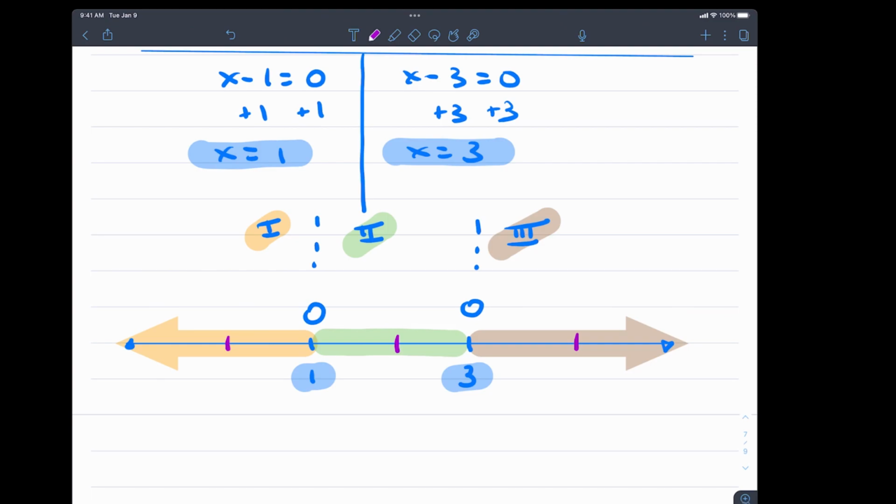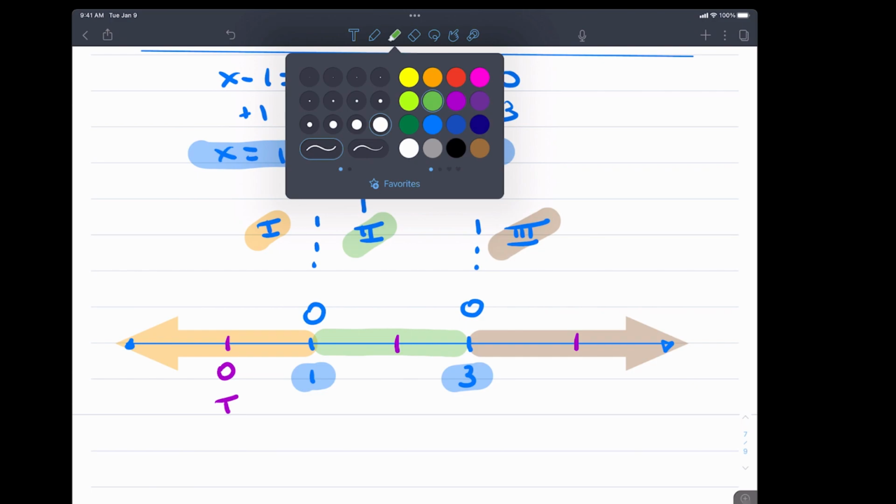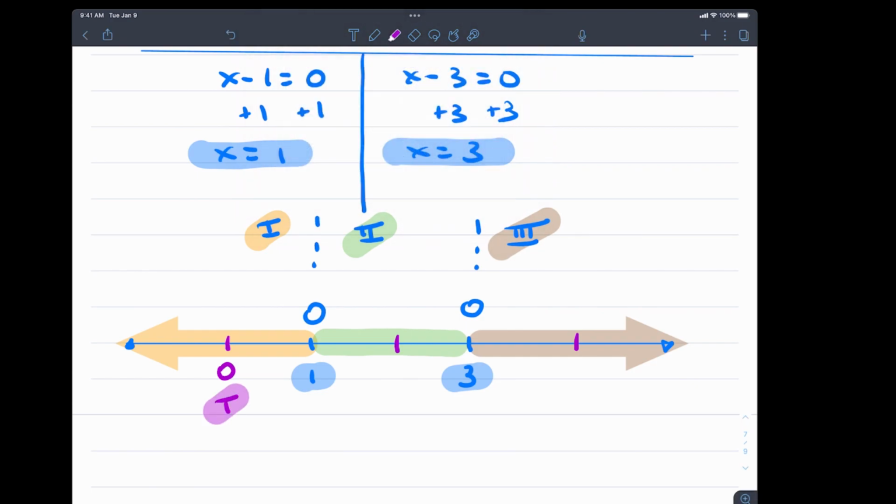You need a number. It's called a test point. To the left of 1, if 0 is available, I'm going to use it. So we're going to use a test point for every region. And then a number between 1 and 3, 2. I'm going to use 2. And then a number bigger than 3, I'm going to say 5. So all of these numbers that I chose and I have freedom to choose, they're called test points. Okay? They're going to be used to test the what? The regions.